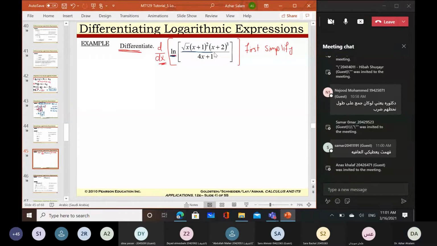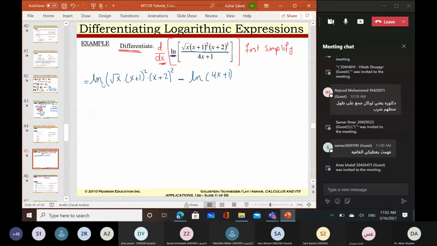I have here a quotient with a logarithm. عندي logarithm لحاصل قسمة. So, it's equal to لن البسط ناقص لن المقام. So, it's equal to ln square root of x multiplied by (x plus 1) squared multiplied by (x plus 2) cubed, minus ln of the bottom, minus ln 4x plus 1. اوكي. الخطوة الأولى إني أخذت ln لحاصل القسمة.